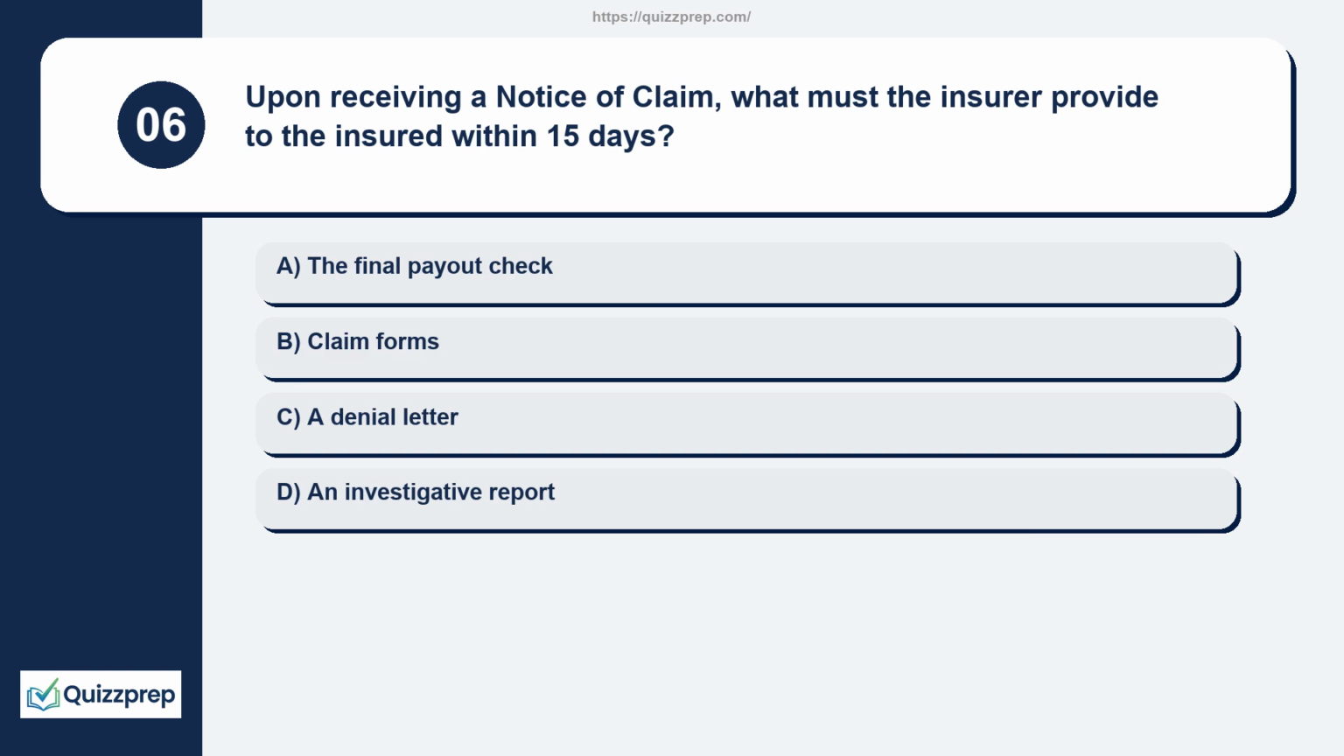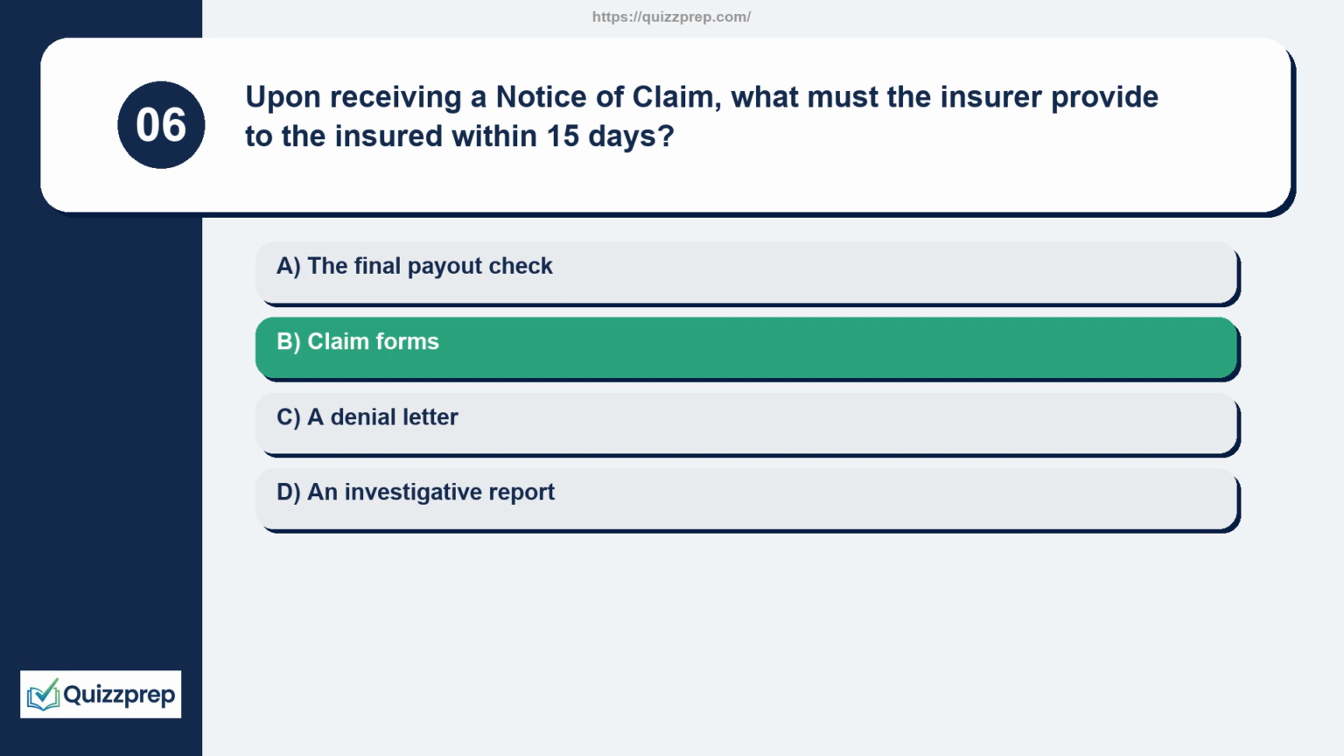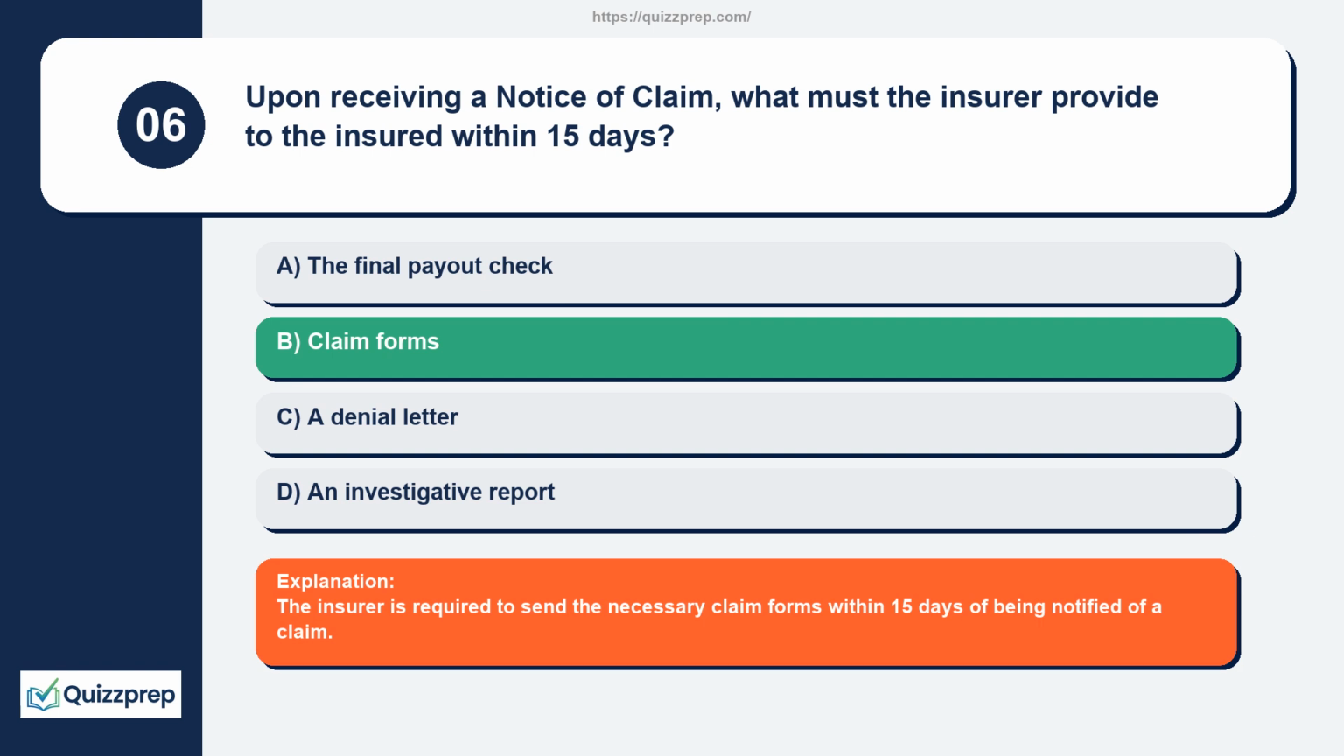Question 6. Upon receiving a notice of claim, what must the insurer provide to the insured within 15 days? The final payout check, claim forms, a denial letter, an investigative report. The insurer is required to send the necessary claim forms within 15 days of being notified of a claim.